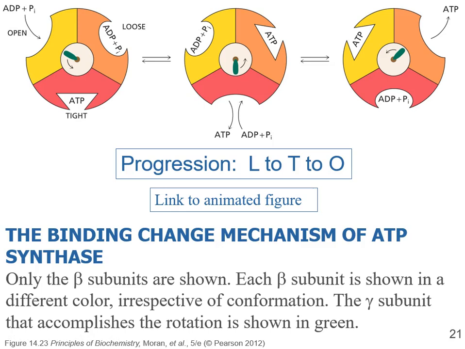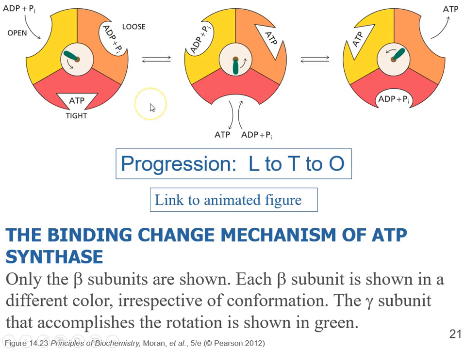So we have 3 alpha and 3 beta subunits. So the active site is mainly located on the beta subunit, and there are 3 of them. And the 3 of those subunits can exist in 3 different conformations: loose, tight, and open. In the loose form, ADP and phosphate are bound. In the tight configuration, the reaction has occurred to couple ADP and phosphate to make ATP. And in the open portion right here, the ATP is released and now new ADP and phosphate can bind. So we have 3 beta subunits, 3 different conformations, and you never have more than 1 at a time.